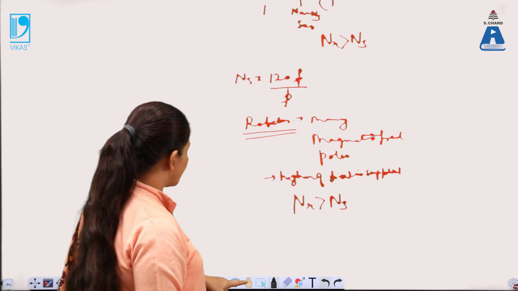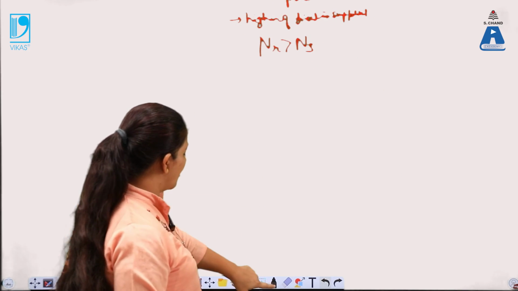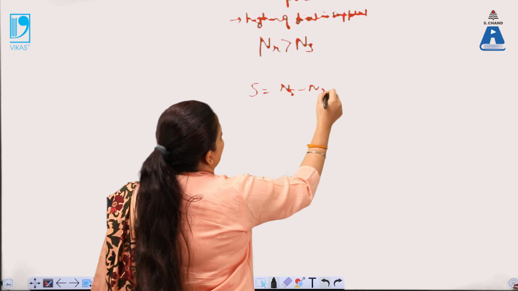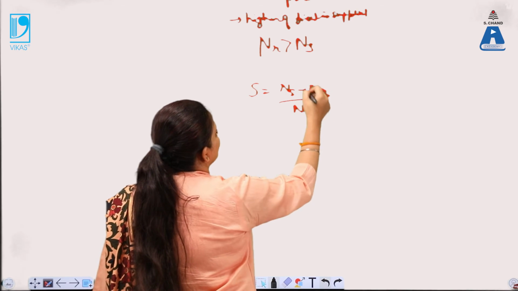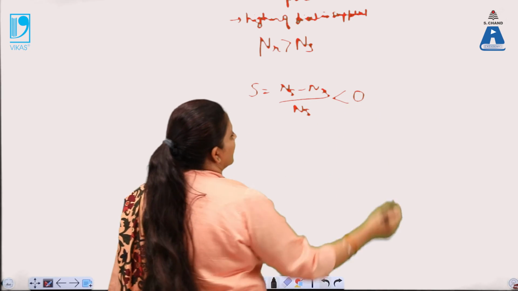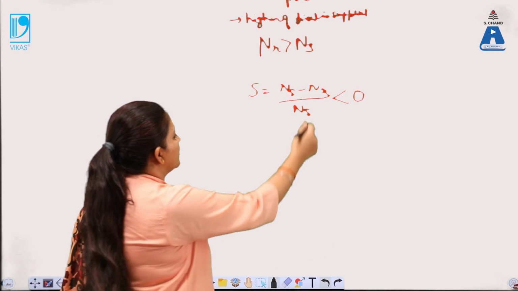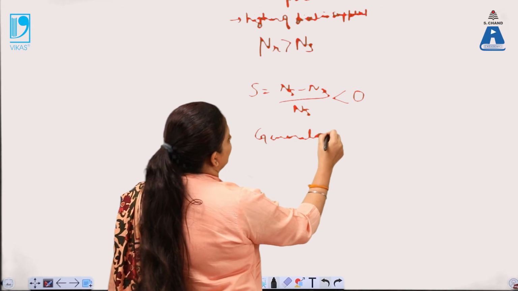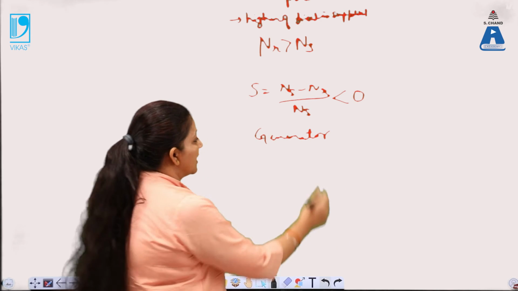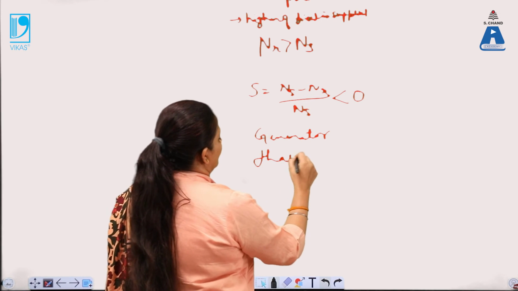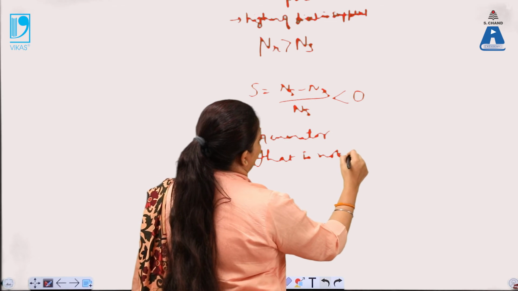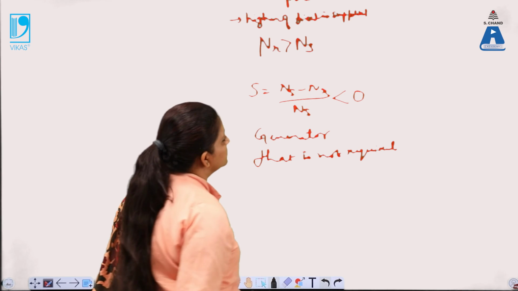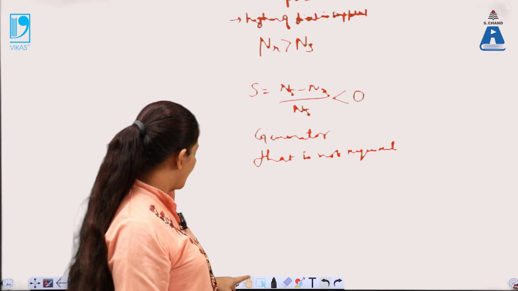Now when NR is more than NS, what will be the value of slip in this case? Slip will be NS minus NR divided by NS. Now if NR is more than NS, that will be negative. So this is not the required region in this case. In this case the induction motor will act like a generator. So that is not required.